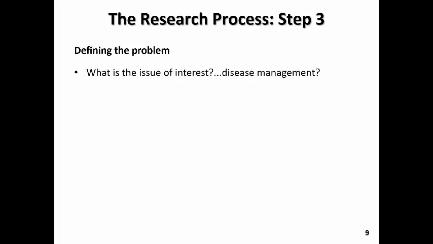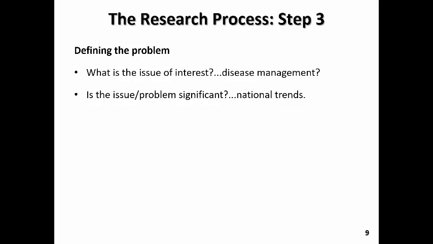Moving on to step three. Step three involves the process of defining the problem, and that essentially points the research project into the direction. And so the researcher should ask themselves, what is the issue of interest? For example, is the research interest related to the management of some particular disease? It could also be related to the identification of a particular disease. Is that particular issue or problem significant?